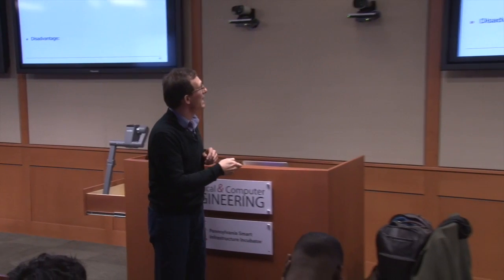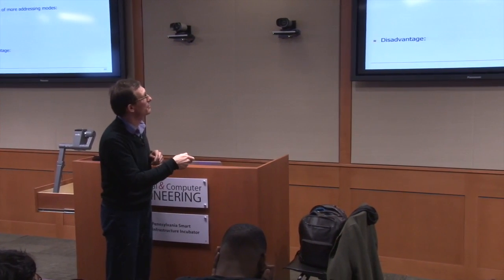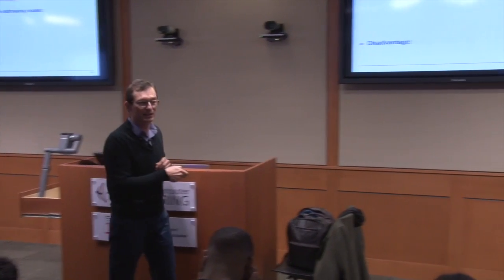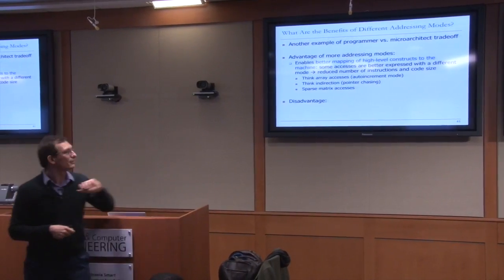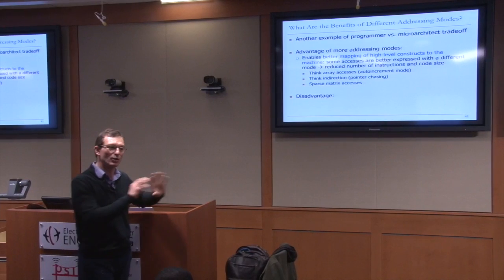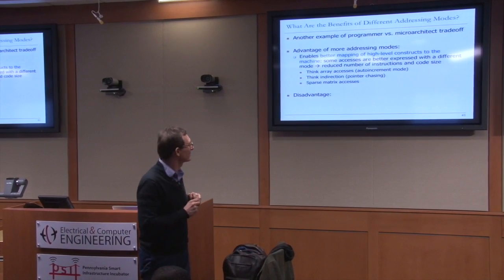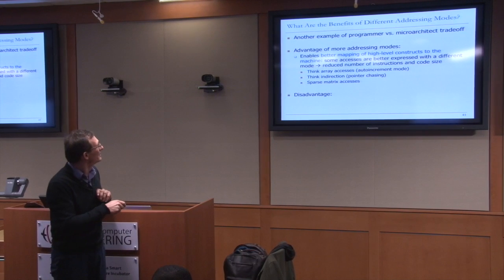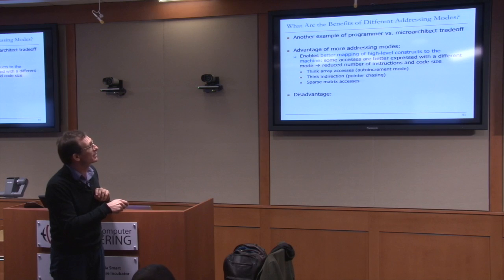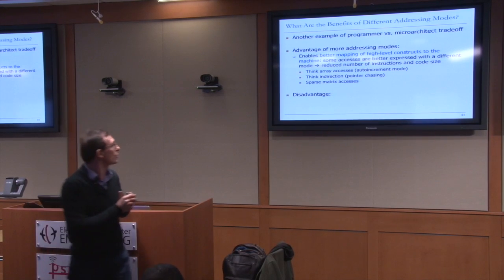So all of these different addressing modes are another example of the programmer microarchitect trade-off. If you have more addressing modes, you can do better mapping of the high-level constructs to the machine. And I'll give you more examples of this in the next lecture. I wish it was this lecture, but it's going to be next lecture, given the time. Some accesses are better expressed with a different mode. As a result, you get reduced number of instructions and reduced code size.